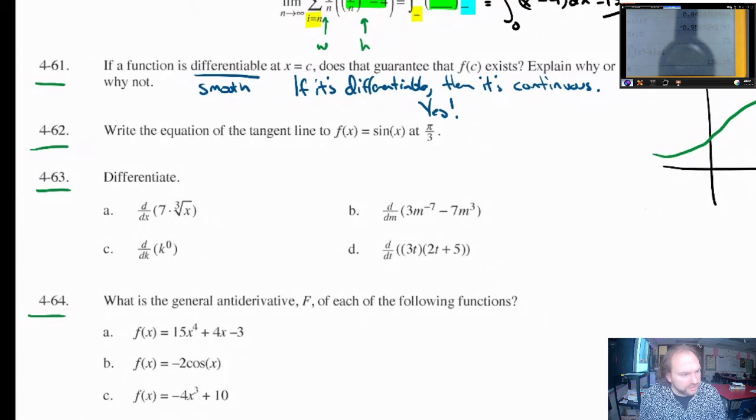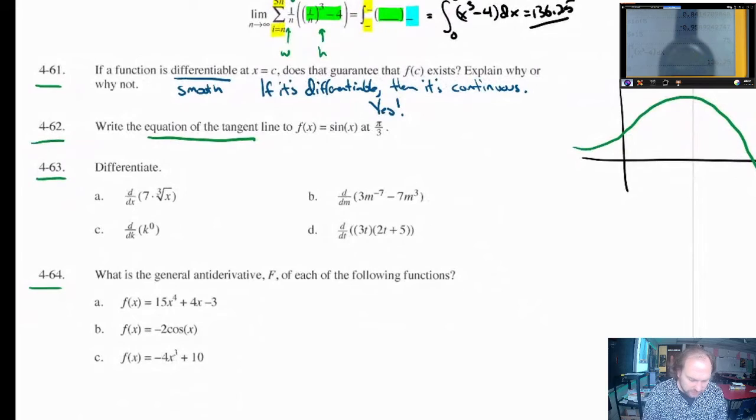Into the home stretch of this set of problems, we got about probably 10 minutes left in this video, I think. 62, write the equation of the tangent line of f of x equals sine of x at pi over 3. This is another one. You're going to see a problem like this pretty much on every homework set from now on. Let's keep practicing them as we go, too. You'll see them on a lot of quizzes and tests, too.